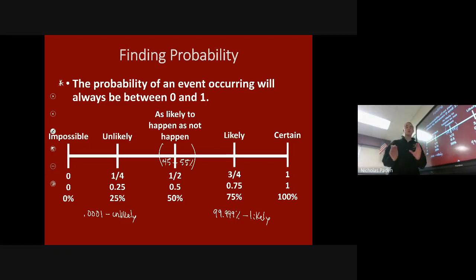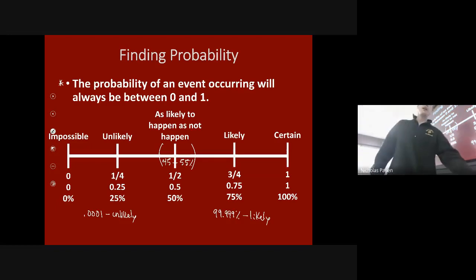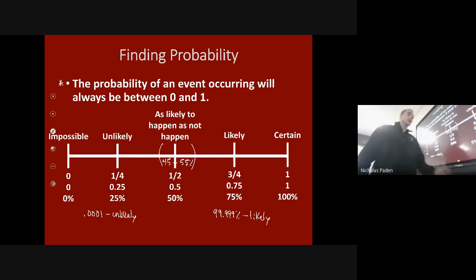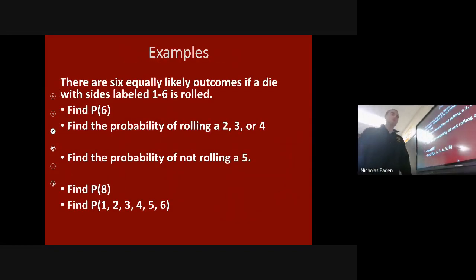So the closer it is to 0, the more unlikely it is. 50%, it could happen, it could not happen. And closer to 100%, it's probably going to happen. But it's only certain if it's at 100%. So that is looking at likely, unlikely, the chances of something happening. Very important that we understand that because we're going to be asked some questions about that. So let's look at our first example.